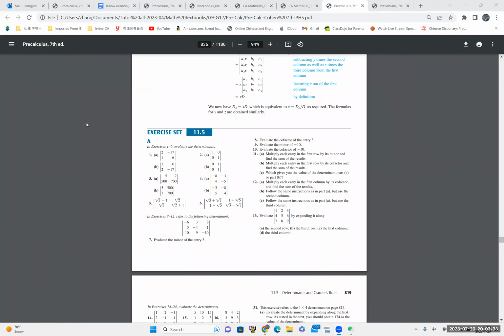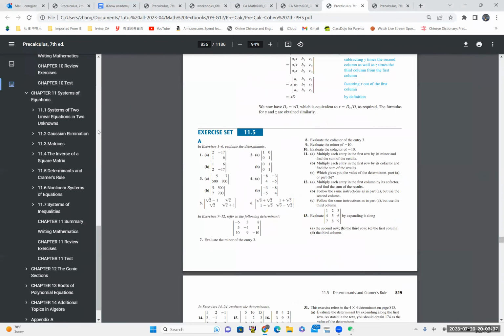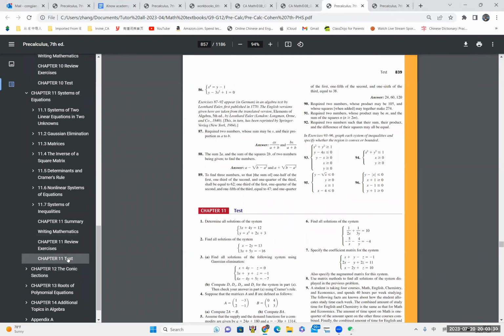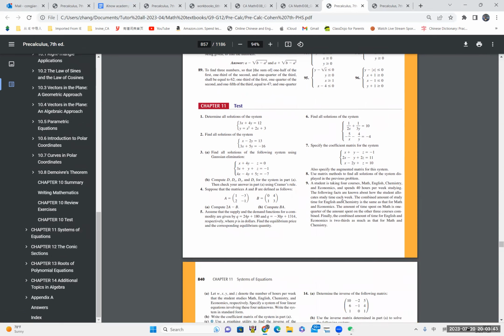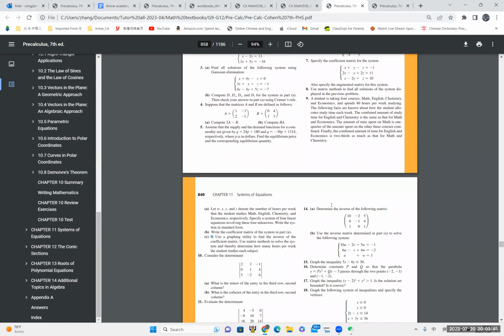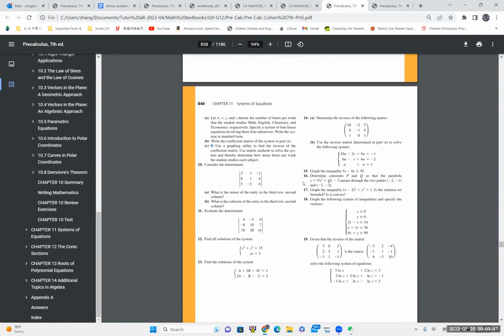Okay, that's all we'll learn from chapter 11. For your homework, you can go to the chapter 11 test. Just take something you can do. Don't go too deeply.